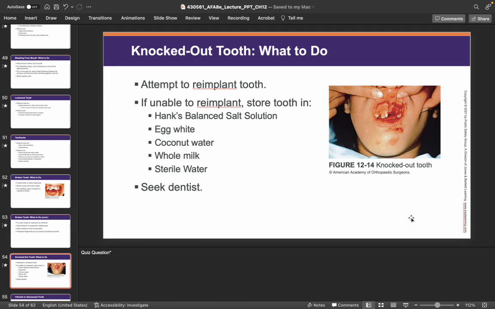And this is a quiz question, okay? To store a tooth when you transport the person to get care, there's a few options. The first one, so this is like a brand name. I'm sure there's more brands than this, but Hank's Balanced Salt Solution is made specifically for transporting teeth. Okay. You can use an egg white, coconut water, whole milk, and or sterile water. It's really just to keep it clean. Some of these things do have like calcium in them to help preserve the tooth and those sorts of things. But then get them to a dentist as soon as possible so you can get the tooth put back in.